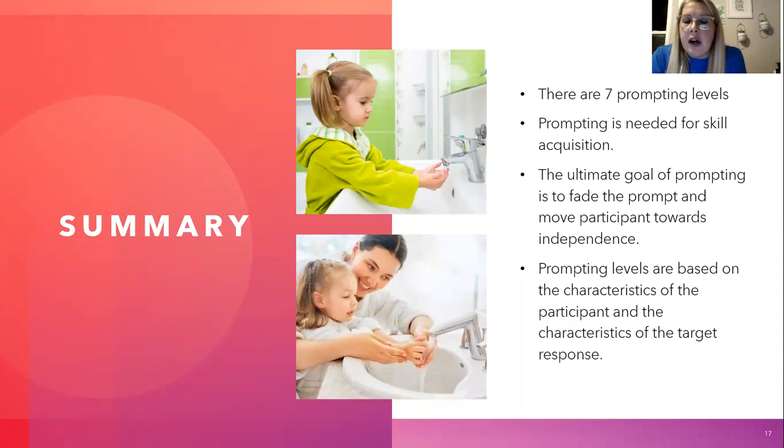So the summary of our training is there are 7 prompting levels. Prompting is needed for skill acquisition. The ultimate goal of prompting is to fade the prompt and move participant towards independence. Prompting levels are based on the characteristics of the participant and the characteristics of the target response.